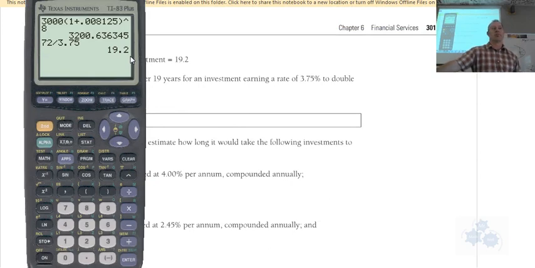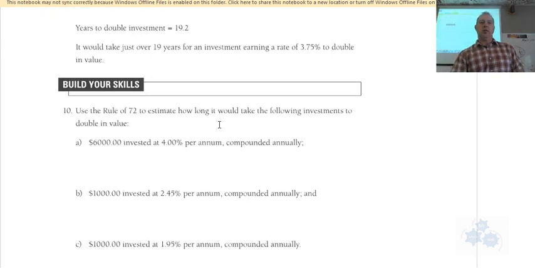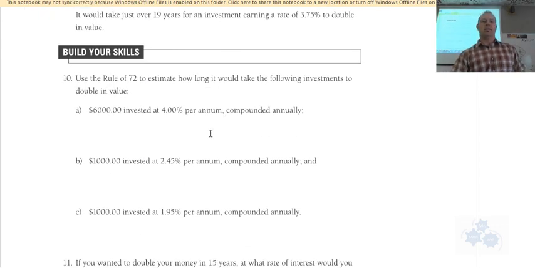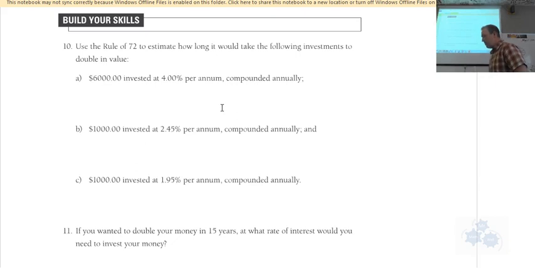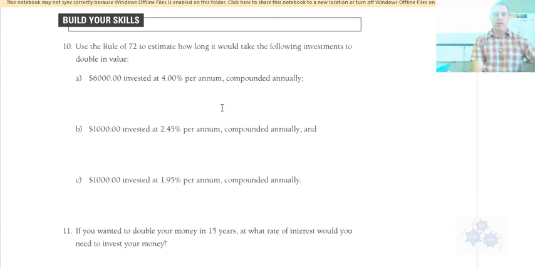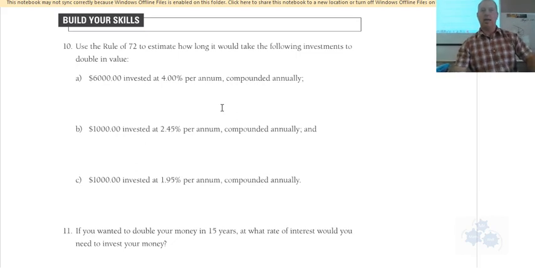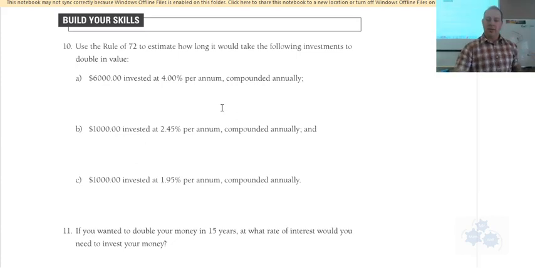Questions? Pretty easy, right? Okay. All right. So again, let's get some more practice here. Let's do these questions together. Number 10 says, use the rule of 72 to estimate how long it'll take the following investments to double in value. And honestly, it really doesn't get much easier than this. This is super easy math.